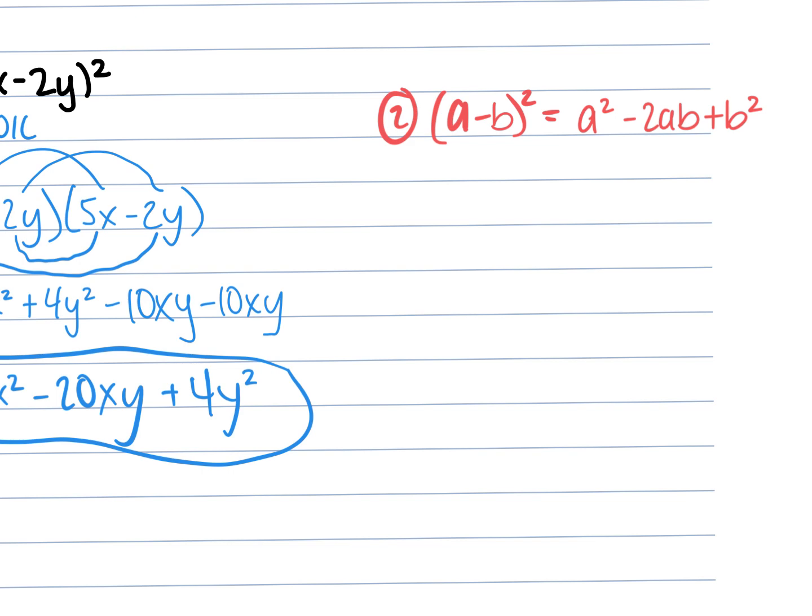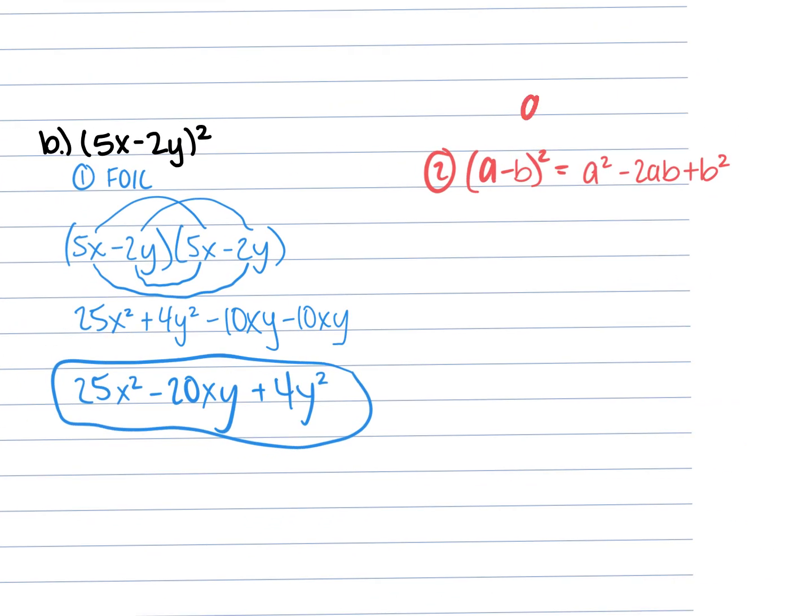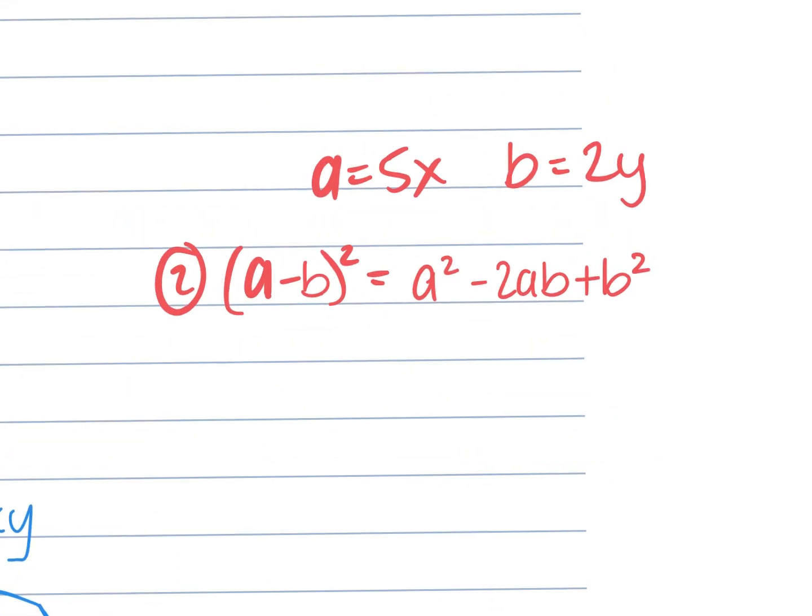Now, in this problem, what's my a value? A matches up with 5x, and my b? It's 2y. Now, I'll tell you why it's 2y. The formula already accounts for a negative, right? It says a minus b. So b is already being subtracted. It should match up with 2y, because if b was negative 2y, that would turn into a plus sign, okay? So b is a positive 2y.